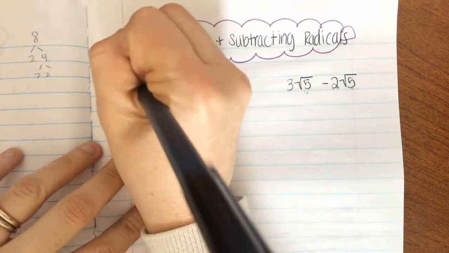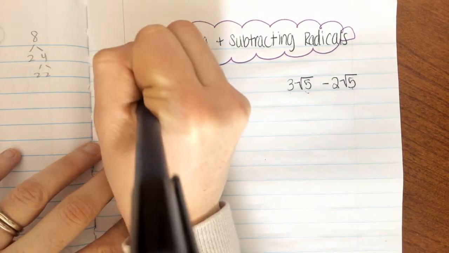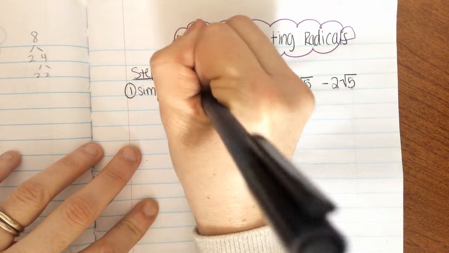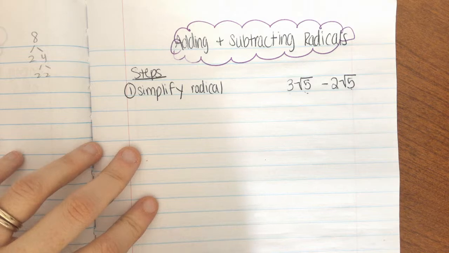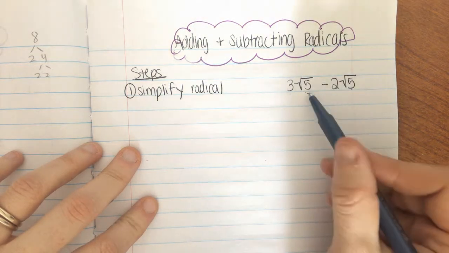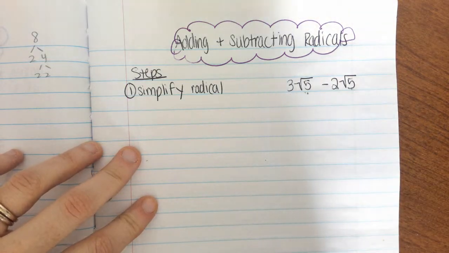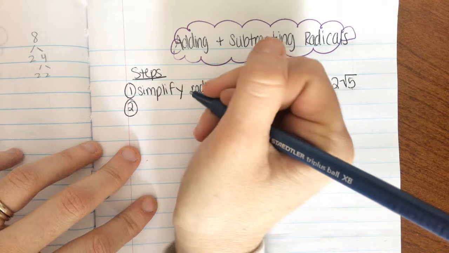So keep that language going when you're trying to figure out why we're getting ready to do what we do. So when you're doing this, the first thing you want to do, part of your steps, is simplify radicals if you can. You may not be able to simplify the radical. Both of these, 5 is prime, so the only factors are 5 and 1. But if you can simplify, try to simplify first.